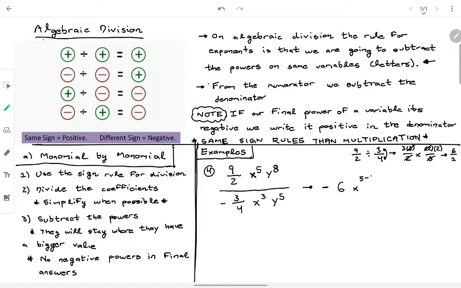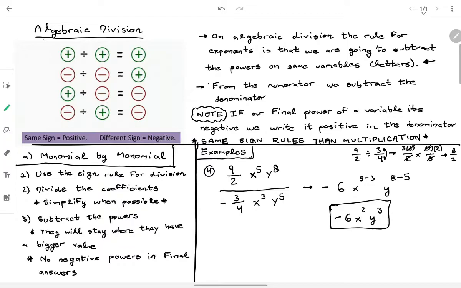5 minus 3. Y, it's going to be 8 minus 5. So it's going to be our final answer, minus 6x squared y cubed. And this is going to be the final answer for this specific division.